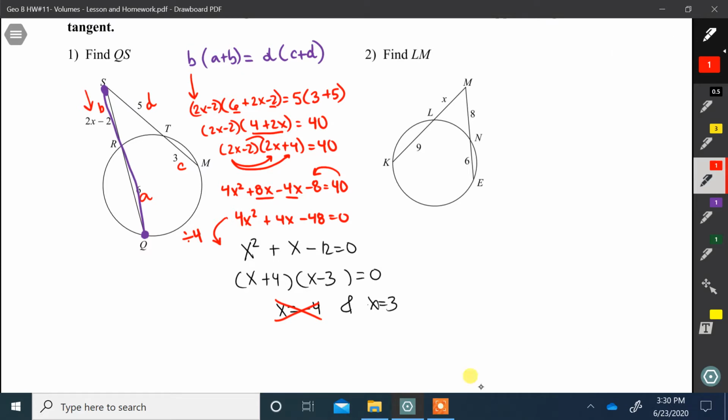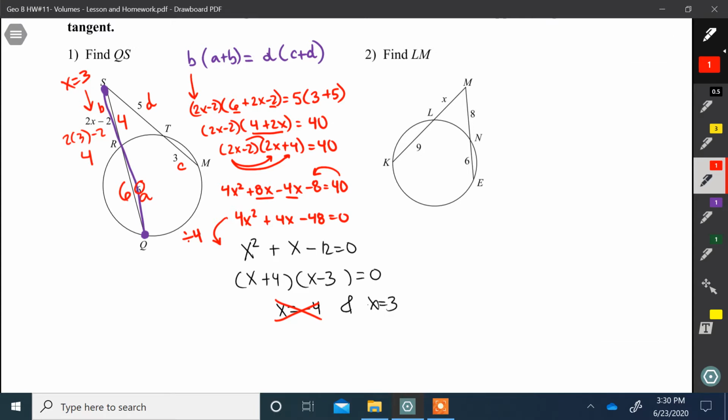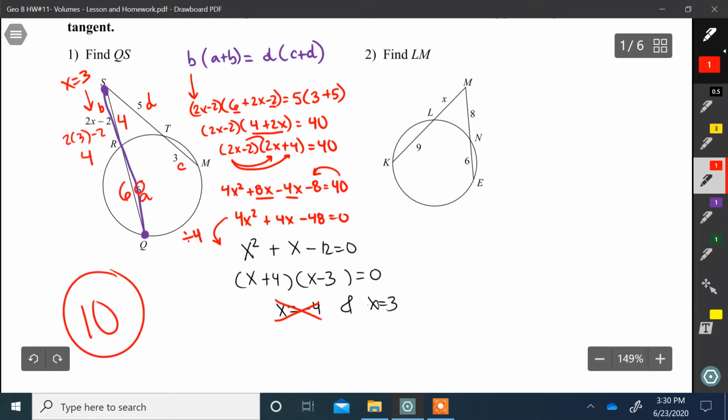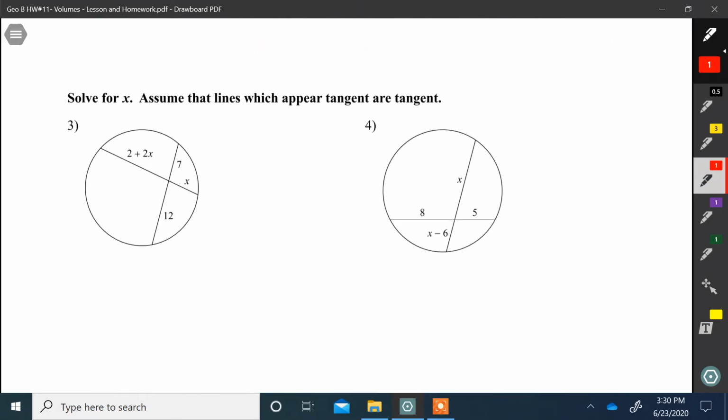So I'm going to plug in that x is equal to 3. That's going to give me 2 times 3 minus 2. 2 times 3 is 6, minus 2 is 4. So this right here is 4. If this is 6, because that's what is given there, then you add those two together. 6 plus 4 should be 10 as your final answer, and that's what you should be plugging in into Canvas. All right, let's take a look at number 3 here.